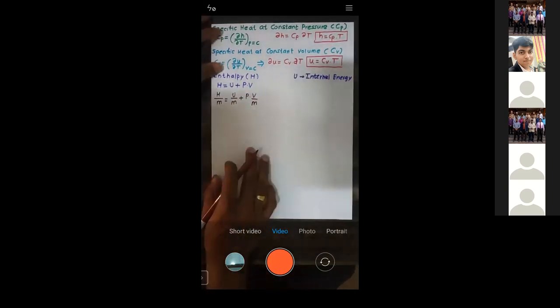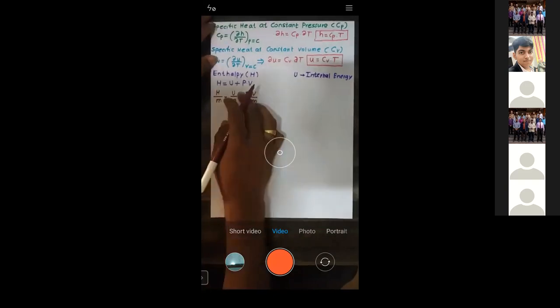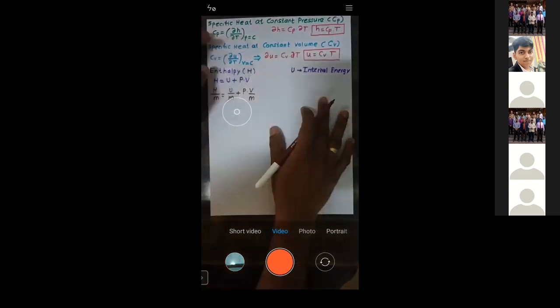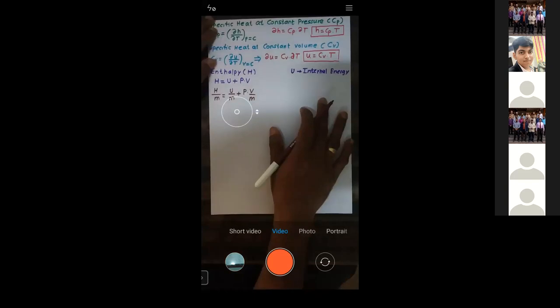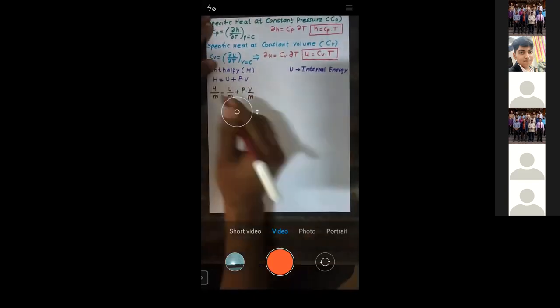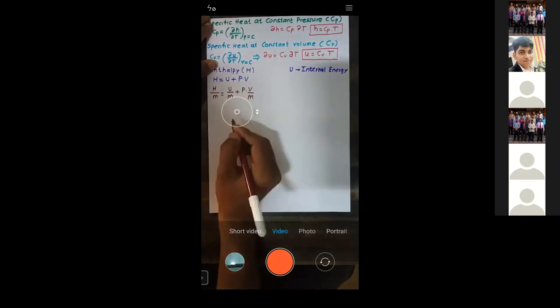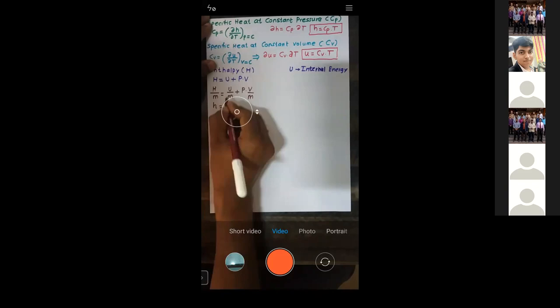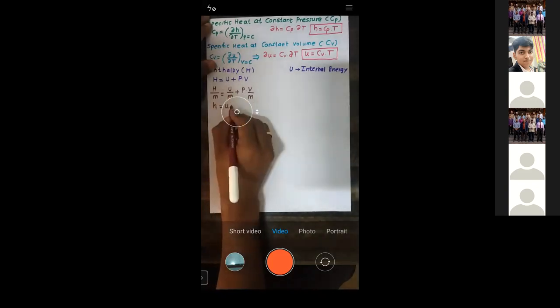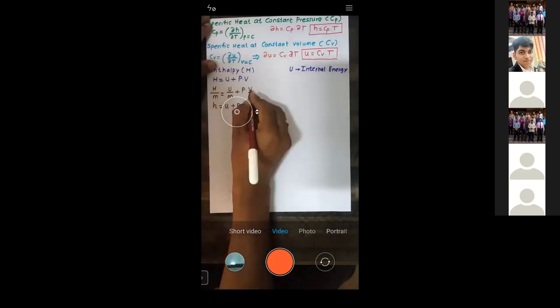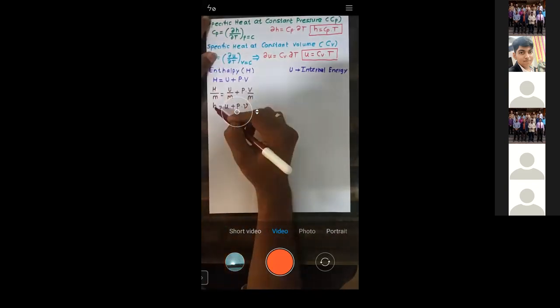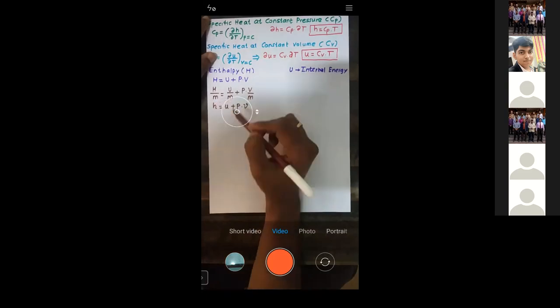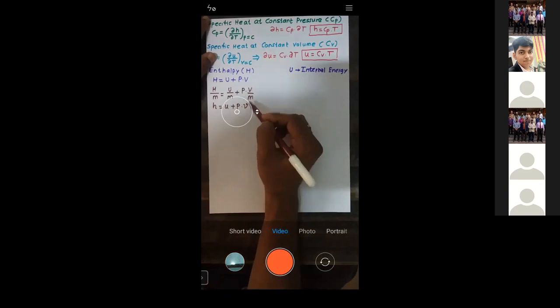So what I did, I divided this entire equation by mass. Whenever you divide any quantity by mass, it becomes specific. Capital H by small m is small h. U by m is small u, plus P into V by m is small v. When you divide capital U by mass, it's small u, plus P as it is, and capital V by m is small v. Is that okay?